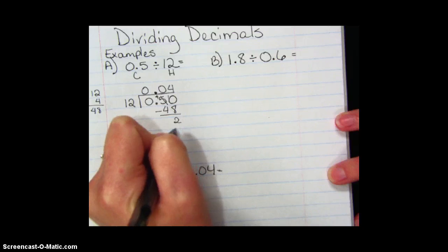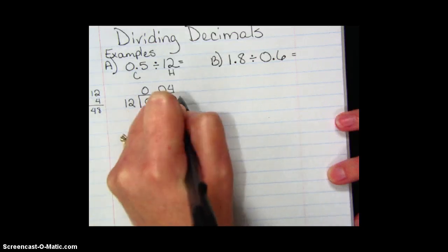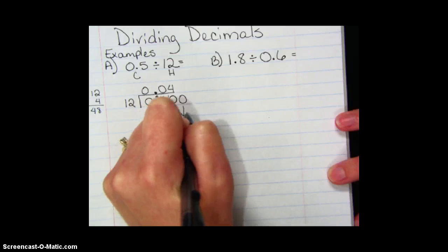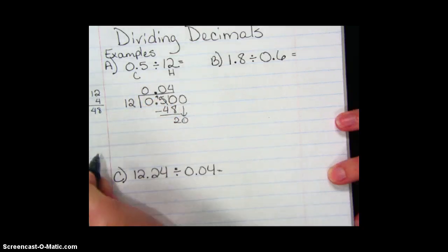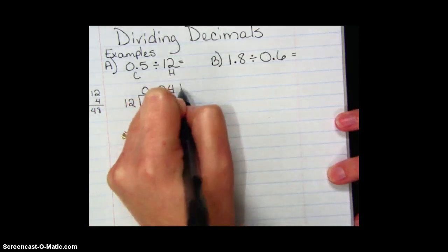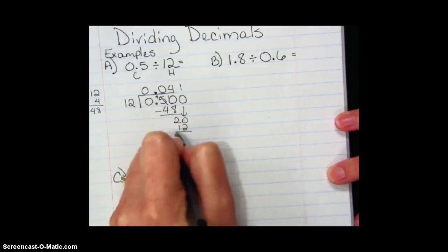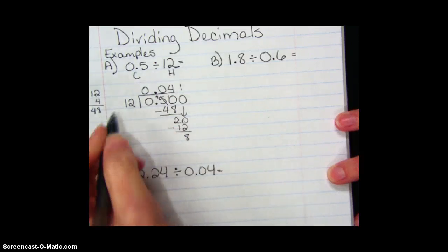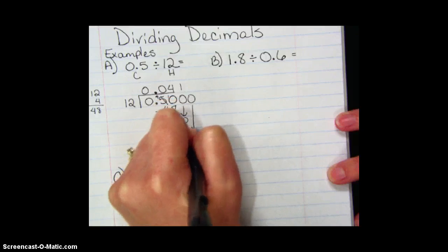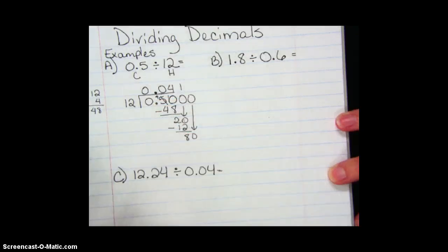And I have another remainder, so I have to add another 0 and bring it down. 12 goes into 20 one time. Remainder 8. Add another 0. 12 into 80.